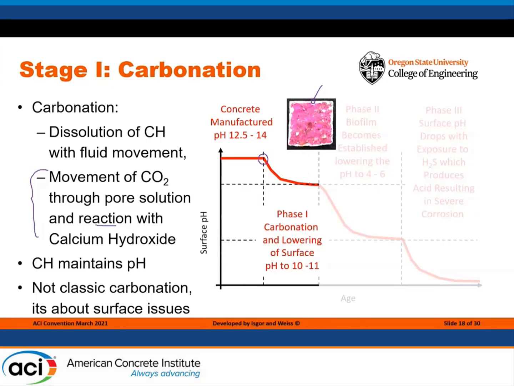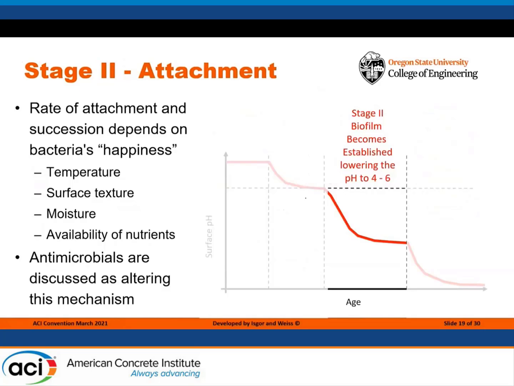And in fact, most people have focused on not really worrying about phase 1, but focusing more on phases 2 and 3 as ways to help prevent and mitigate the deterioration that's taking place in the overall system. So if we jump into this a little bit more, we can now start to talk about stage 2. And in stage 2, you can think about this as the attachment phase. This is really where the biofilm starts to become established on the surface of the concrete.